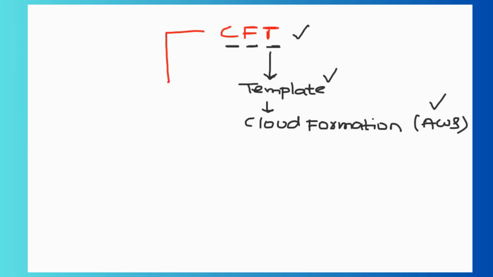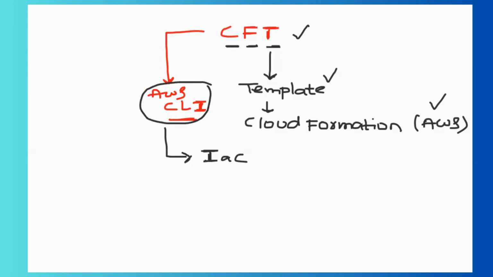So you might ask me, okay, there are other tools like AWS CLI that we learned in the last class, and you told me that AWS CLI can also be used to manage and create infrastructure on AWS. So how are they different, and why should I learn about CloudFormation templates? That's a very good question, and the answer is that AWS CFT implements the principle of IaC, which CLI does not. So what is this IaC?